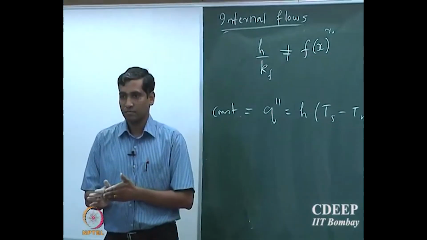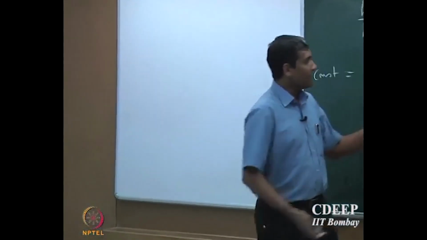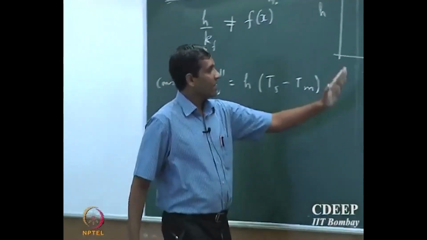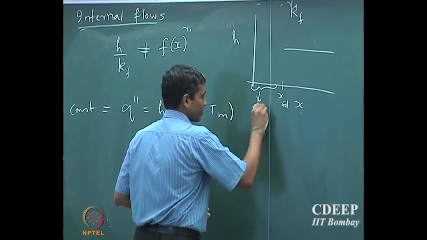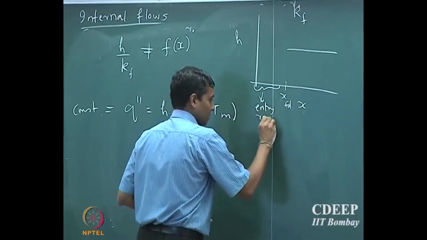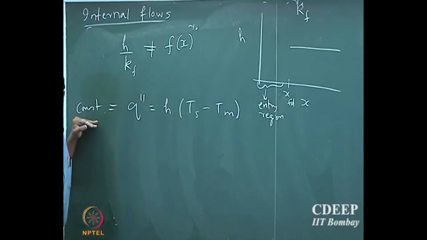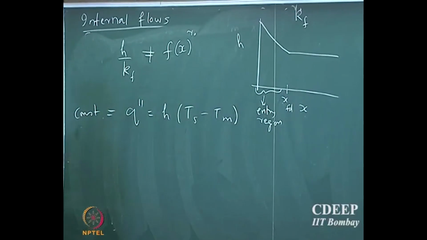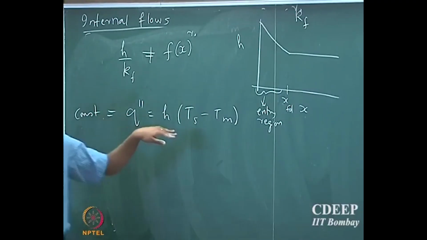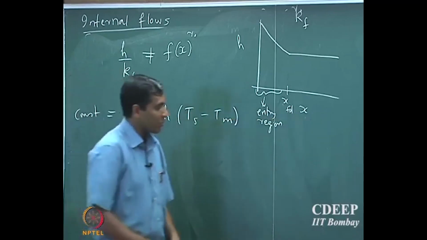Why? The temperature gradient will be smaller in the entry region. So this is what is called the entry region. So the temperature gradient is going to be smaller in the entry region, and therefore in order to maintain constant flux, the heat transport coefficient has to be higher. So that's the profile of heat transport coefficient with respect to the axial position in the tube. We can see this in a much more rigorous way.